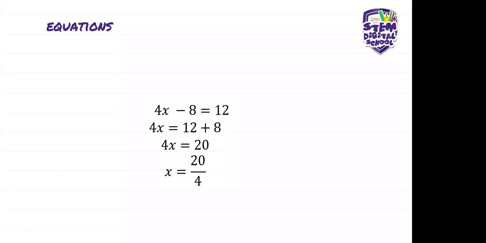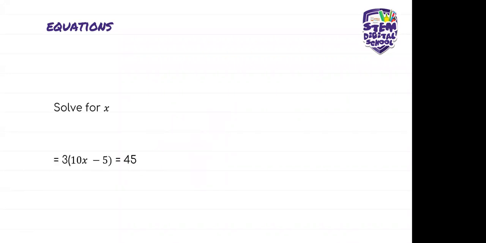Right, let's carry on to the next one, which will be the third example. In this case, we need to solve now for the value of x. So you can see that we now have a bracket. You've got 3 open bracket, 10x minus 5, and then you close your bracket. And this is equal to 45. How would you solve for x in this case?